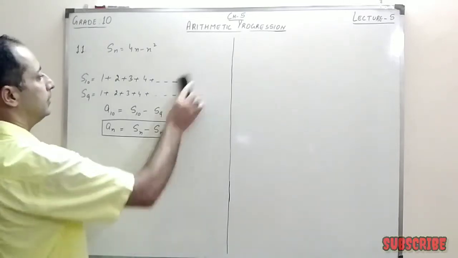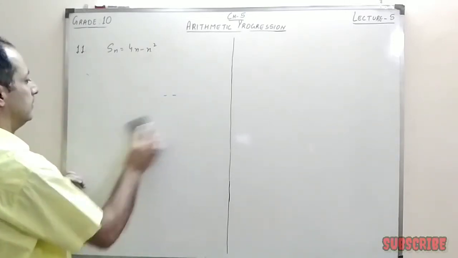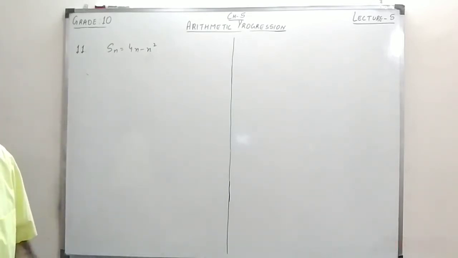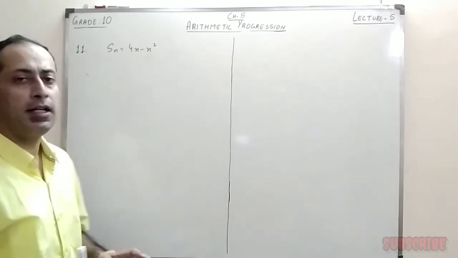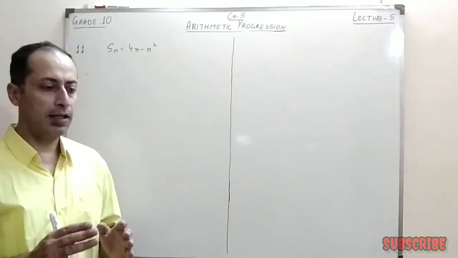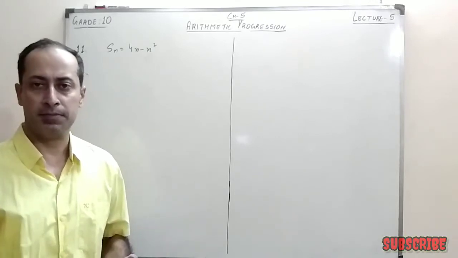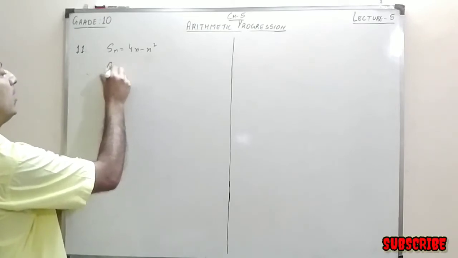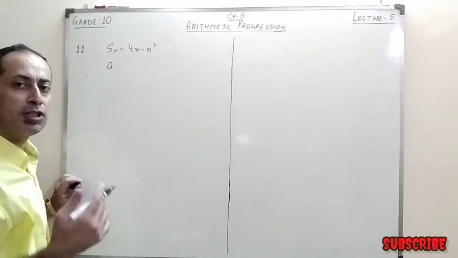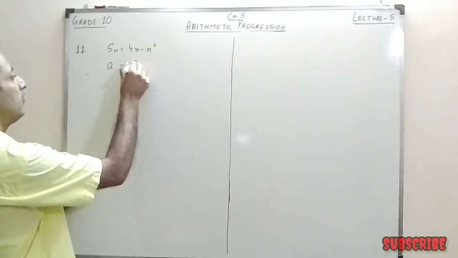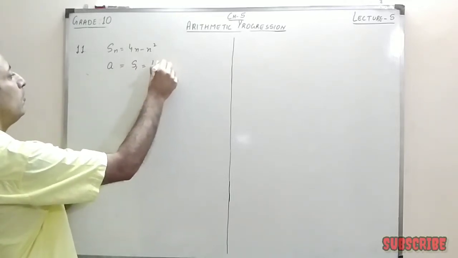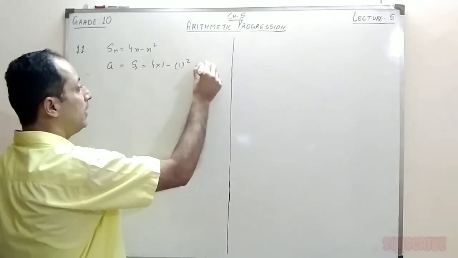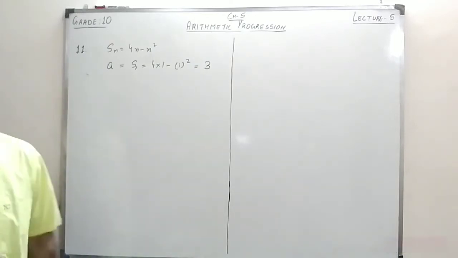Now let's see. The first thing they asked is, what is the first term? If an AP contains only one term, obviously the sum of that AP would be equal to that same term only. So if I have to find the first term, A1, that will be equal to the sum of one term, S1, that is 4 into 1 minus 1 square. This comes out to be 3. So 3 is my first term.